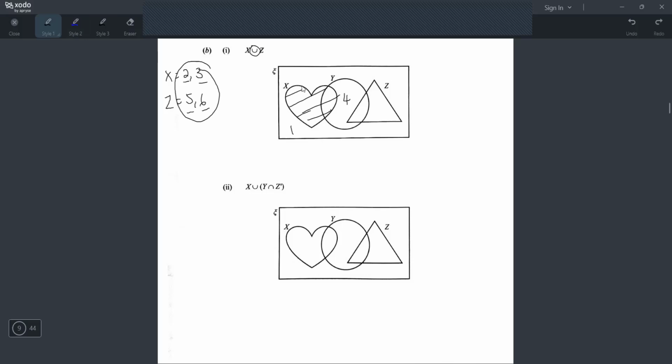Okay, try to shade nicely and use a ruler, and try not to shade outside the lines, right? So this one also, try to shade nicely.